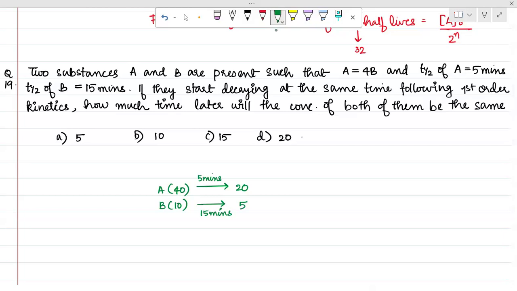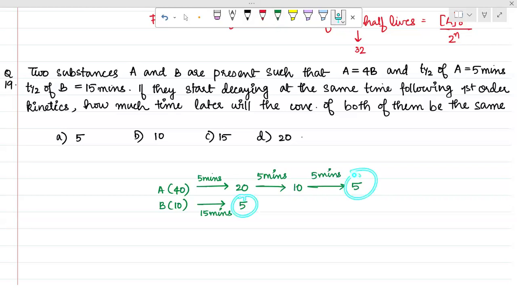So let's take it further. In the next 5 minutes, what will happen? A is now at 20. There will be again a drop of 50%, which means half will be reduced. It will reach 10. In the next 5 minutes, again 50% will be reduced. 50% of 10 is 5. What will be left? 5.